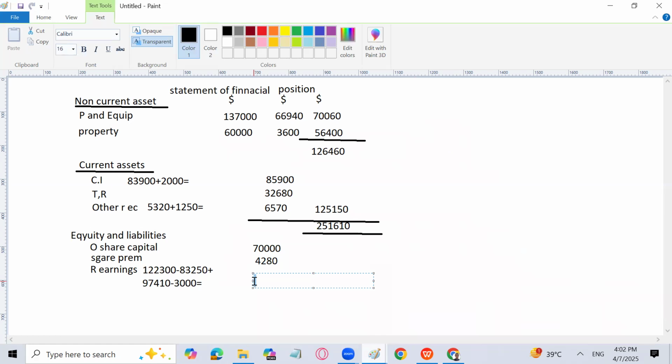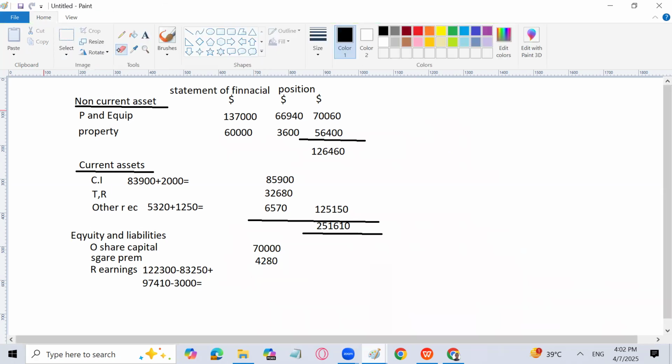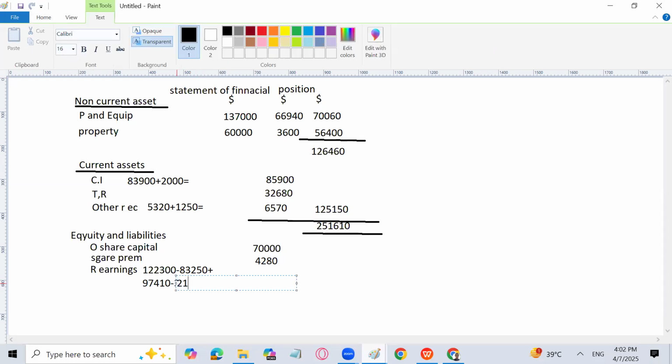Sorry, dividend payment was interim dividend 21,000. 3,000 is already adjusted. I had written it wrong. That is 21,000. That is for the dividend payment, not 3,000. 3,000 is the taxation actually. So 21,000 is the dividend payment. What is the answer? Let me repeat it again.